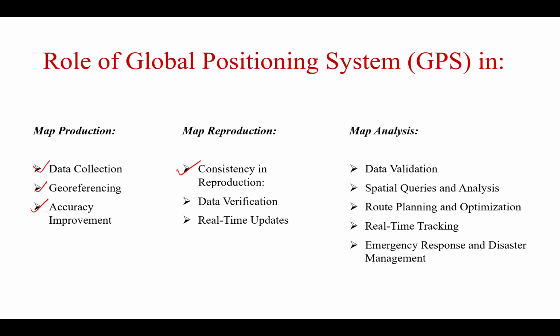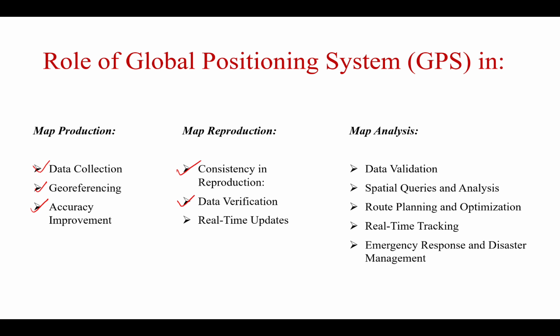Why is it doing the same coordinates? Because it is very consistent. Okay, so that's why there is a consistency in reproduction. It is very precise. Okay, next would be data verification. GPS can be employed to verify the accuracy of reproduced maps. So how true is the map, how perfect is the map, can be verified using GPS.